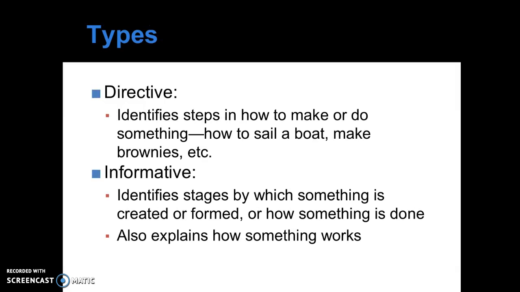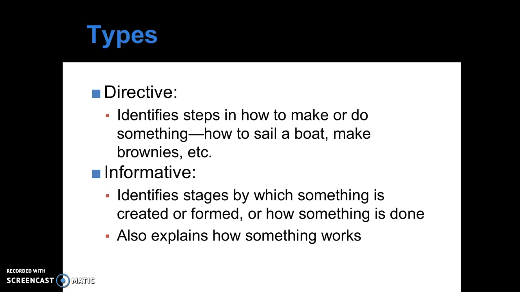As I was mentioning before, there's actually two types of process analysis essays. The first is directive, and those are the ones that we're probably most familiar with. Those things like recipes or how to sail a boat, how to make something. That's when there's steps in a process. So first step, second step, third step.